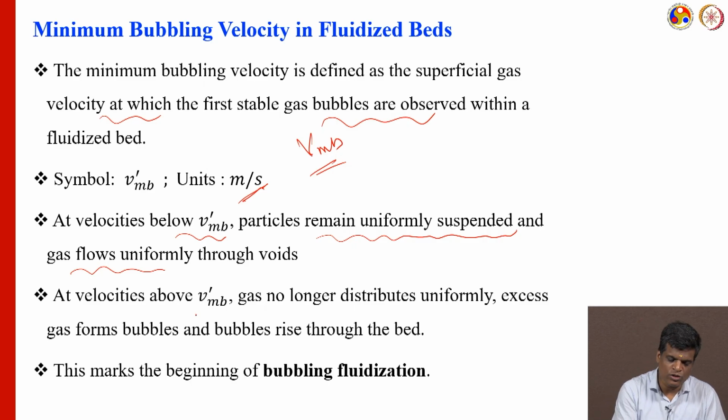But what will happen if you go above the minimum bubbling velocity? Then definitely the gas no longer distributes uniformly. Of course, the excess gas forms bubbles, and the bubbles rise through the bed. So, this marks the beginning of bubbling fluidization here.